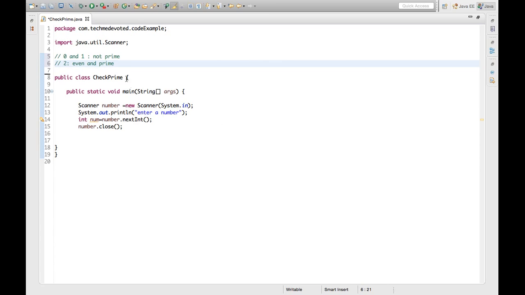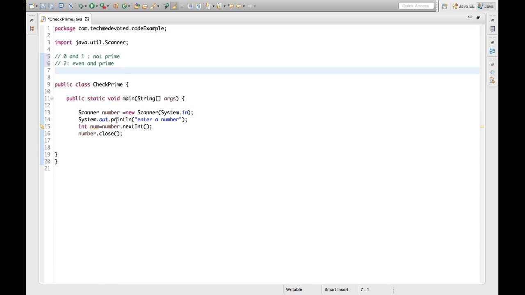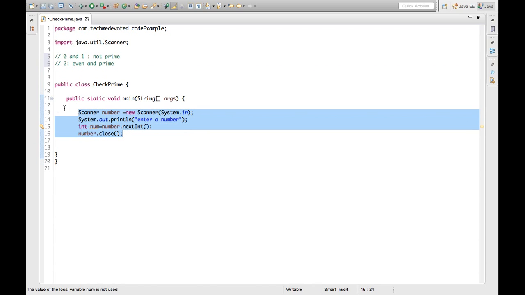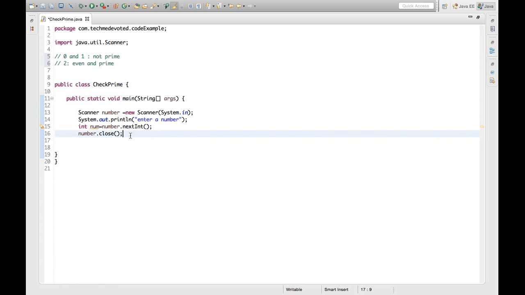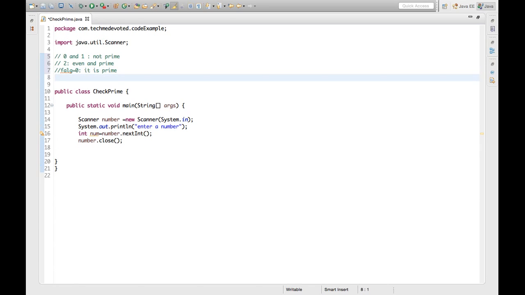Now we will write the code to check whether the number is prime or not. I have written this code earlier because we have to write this kind of thing again and again. So what will be our strategy? We will define one flag. If the flag is 0, then it is prime. And if our flag is 1, then it is not prime.